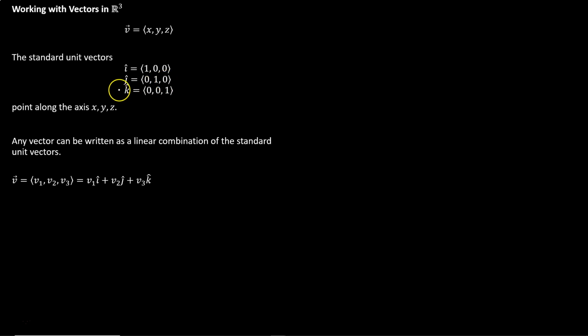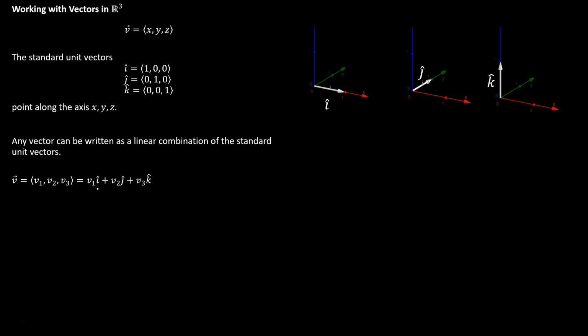And then we have a third unit vector, k hat. This is the unit vector that points along the positive z-axis. So we have our i hat, our j hat, and our k hat. Each one of these vectors is exactly 1 unit long, and when they're in the standard position, then they're located right along one of the 3 coordinate axes. These 3 unit vectors can make up any vector in 3 dimensions. And just like in 2D, we call this a linear combination of the standard unit vectors.